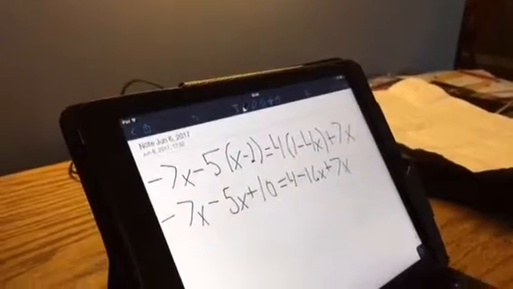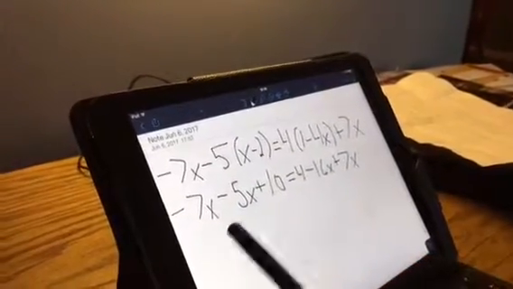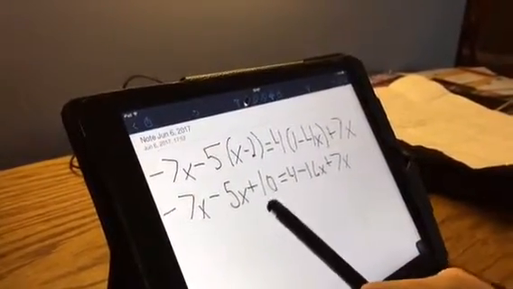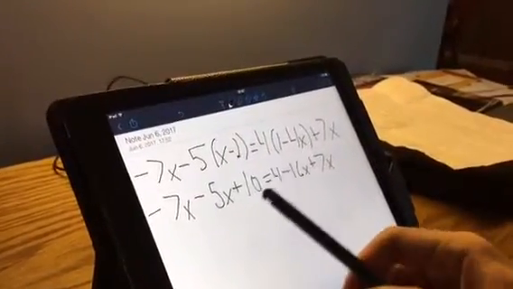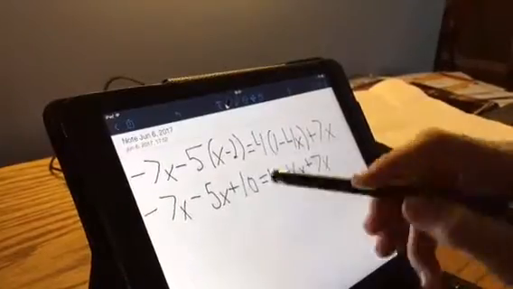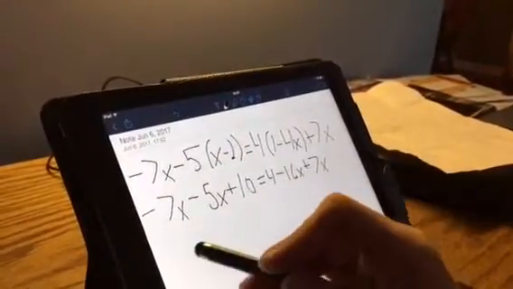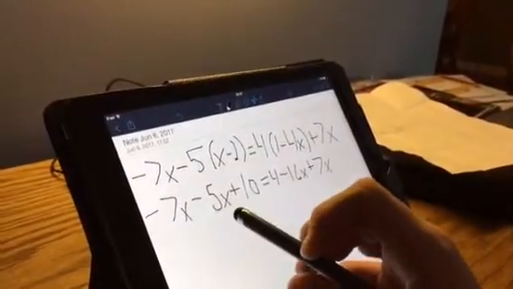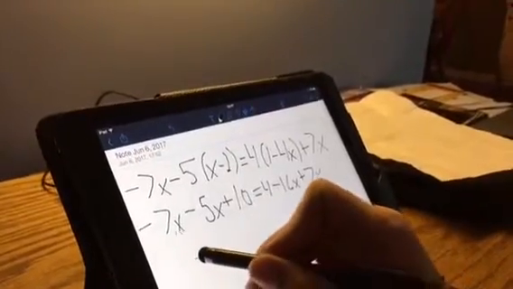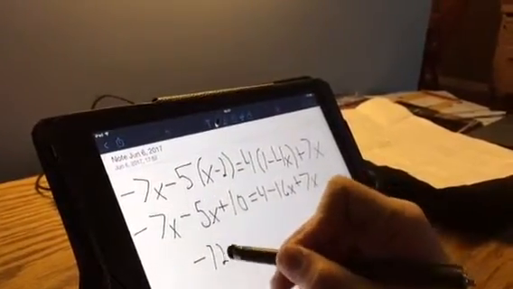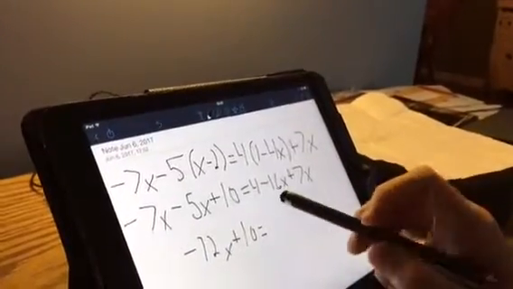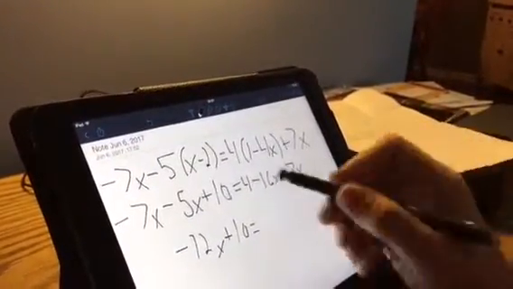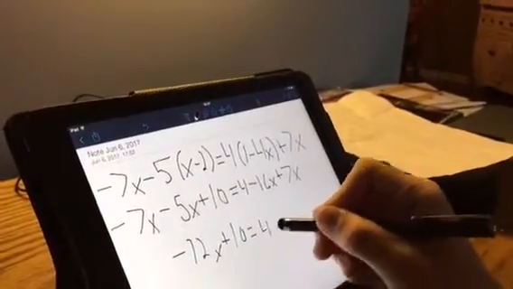So the next thing you have to do for step 2 is combine like terms. So on this side you have negative 7x and negative 5x and plus 10. Since you have two x's and 10, you can't combine variables with a number that doesn't have a variable. And same on this side. So for this side you'd have negative 7x minus 5x, which would be negative 12x plus 10. And then over here you'd have negative 16x plus 7x, which would be 4 minus 9x.